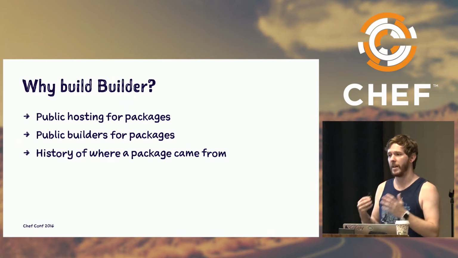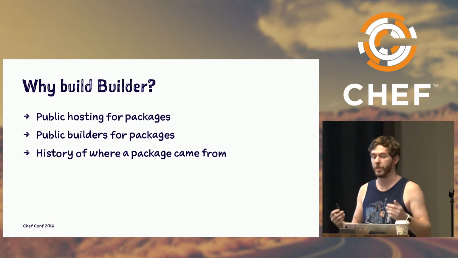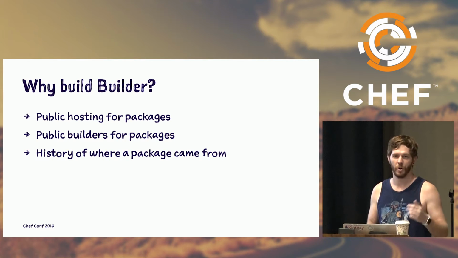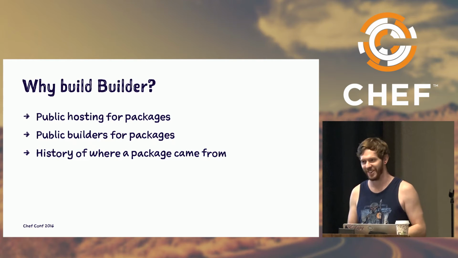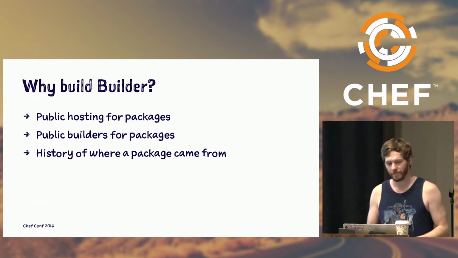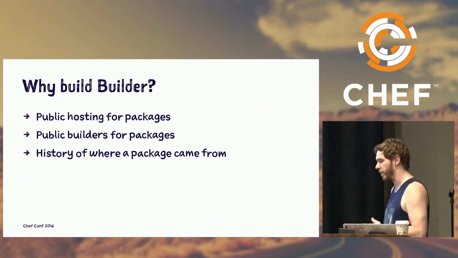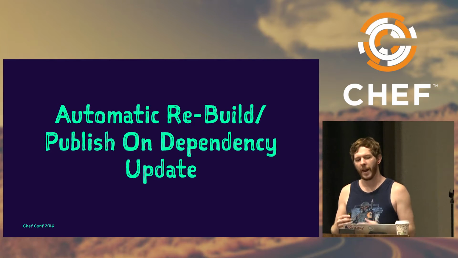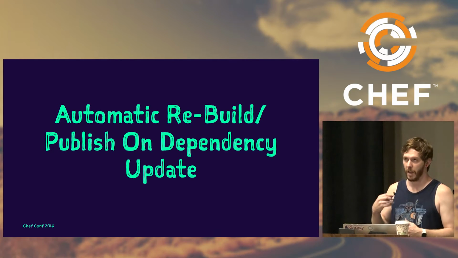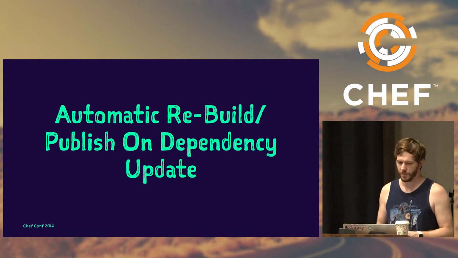And you can look at any time and say, oh, this version of OpenSSL that I use, what was the build output of that? And theoretically, 10 years from now, you should be able to go back and look at whatever the version of OpenSSL was built. I don't know why you'd want to, but you could technically do that. Another thing that building our own build server lets us do is automatic rebuilding and republishing of your packages when a dependency of yours changes.